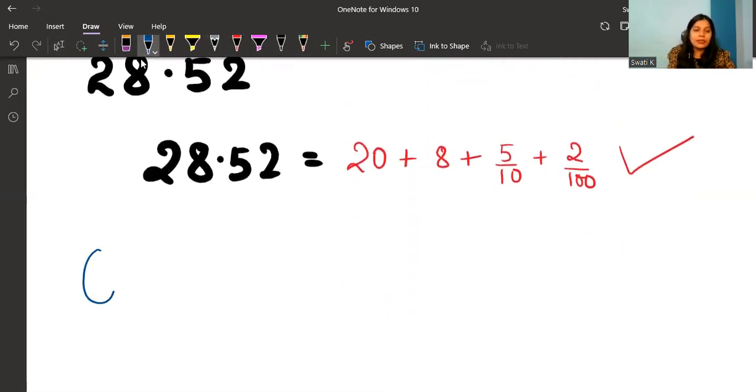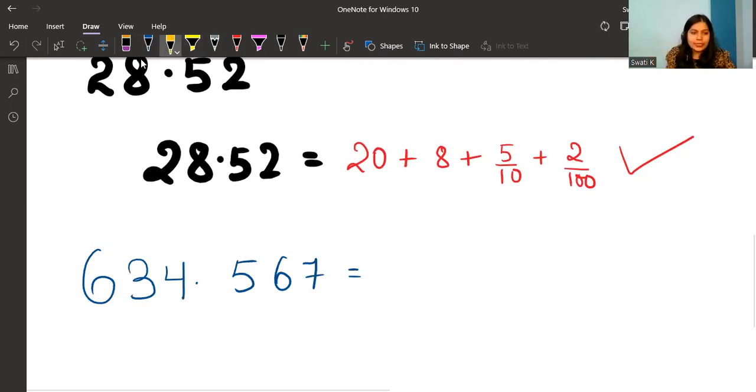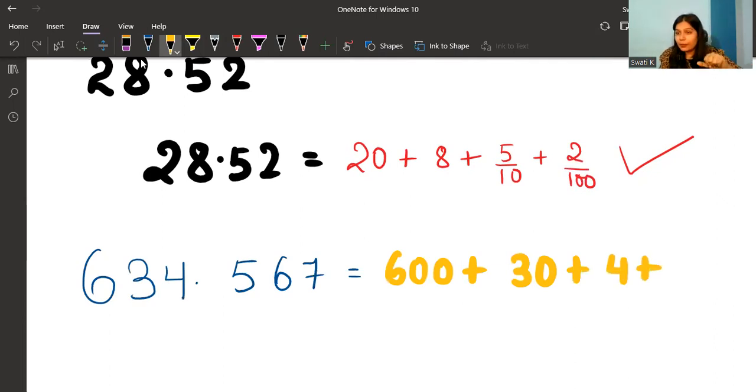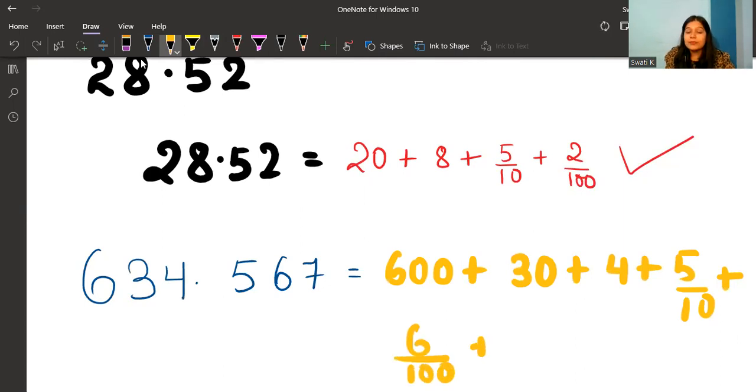For example, if I'm taking the number 634.567, how to do it? Let's just do it very quickly. 6 into the place value 100, so 600, plus 3 into 10, so 30, plus 4 into 1, so 4, plus 5 into 1 by 10, which is 5 by 10, plus 6 into 1 by 100, that is 6 by 100, plus 7 into 1 by 1000, so 7 by 1000, and it will keep on going like this.